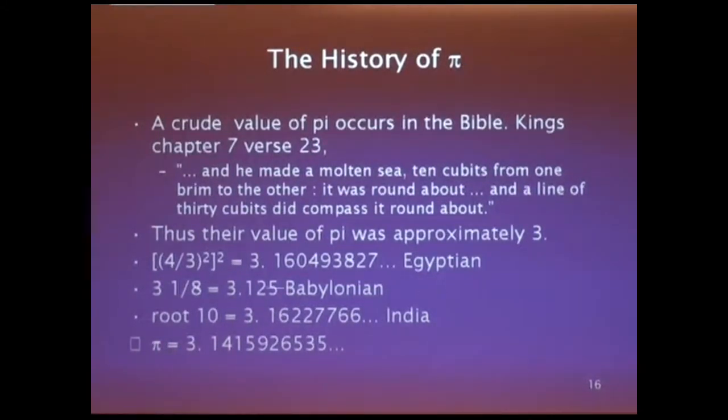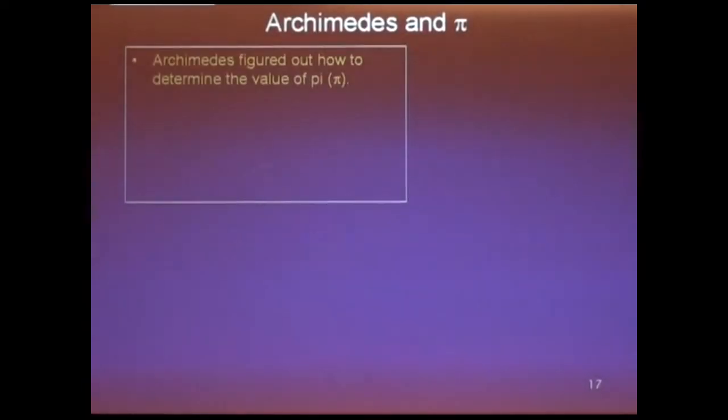And then there were the Egyptians whose formula I gave you. They had this value, Babylonian formula, and India, they had the root of 10. Okay? And the value of pi to so many decimal places is this number. So what is, first of all, just to review, what is pi? Okay? Archimedes figured out pi very accurately. So let me just talk about pi a little bit.